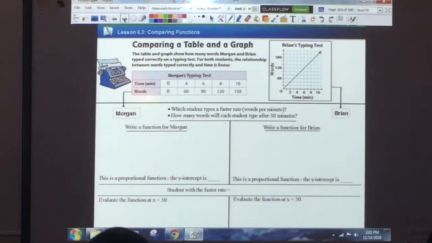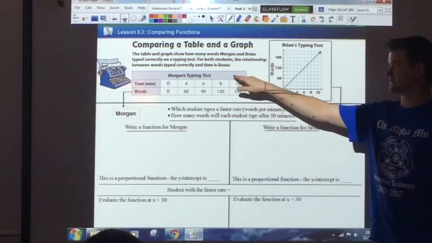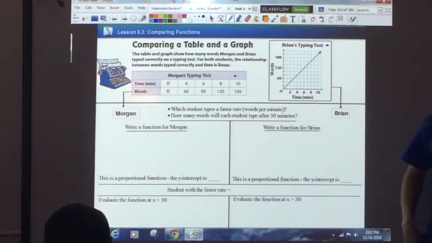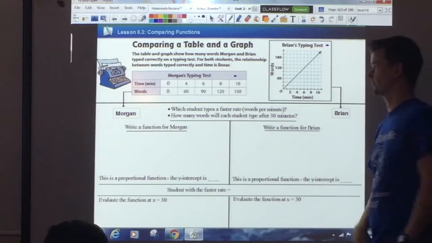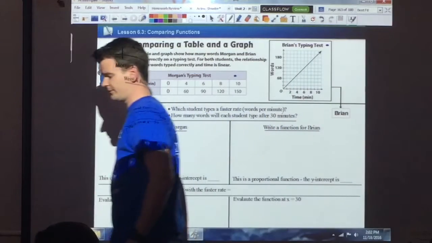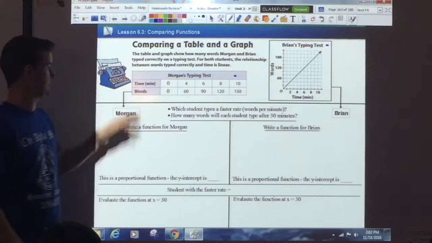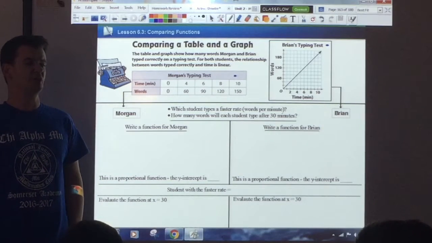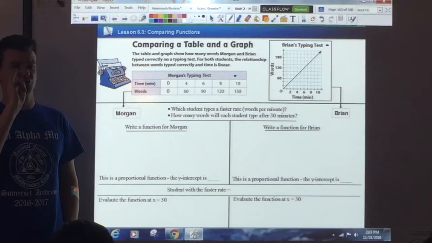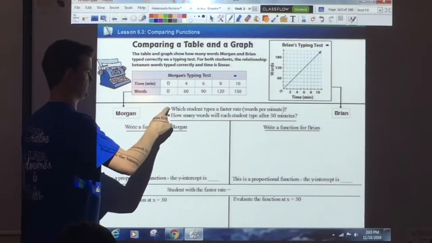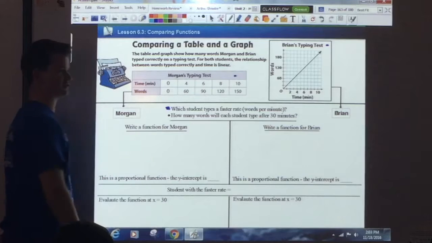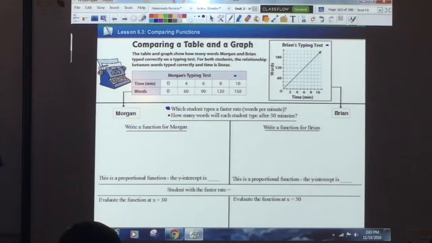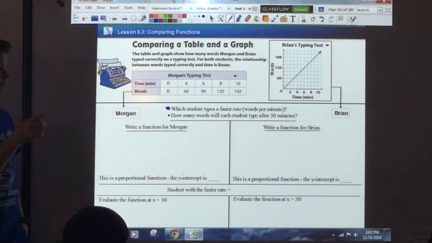The table and the graph show how many words Morgan, that's the table, and Brian typed correctly on a typing test. For both students, the relationship between the words typed correctly and the time is linear. So we know there's a constant rate of change. We need to write a function for both of them because we have to answer two questions. The first question is, which student types at a faster rate? When you see rate, that sounds like rate of change. That means they want to know which one has the greater slope, Morgan or Brian.